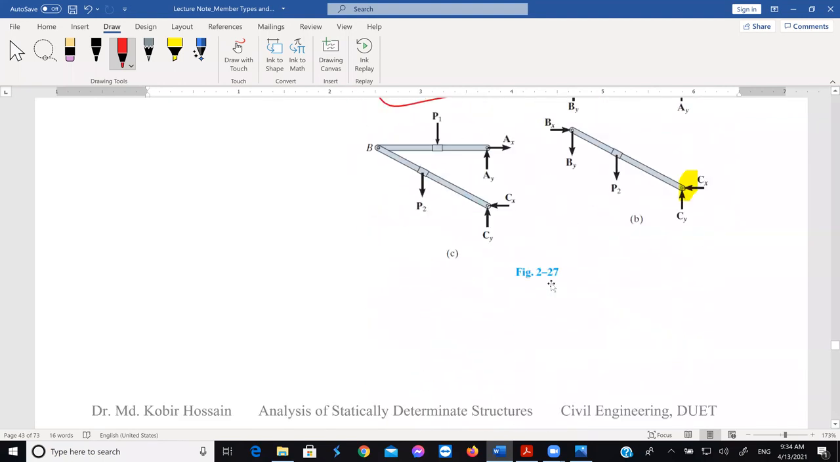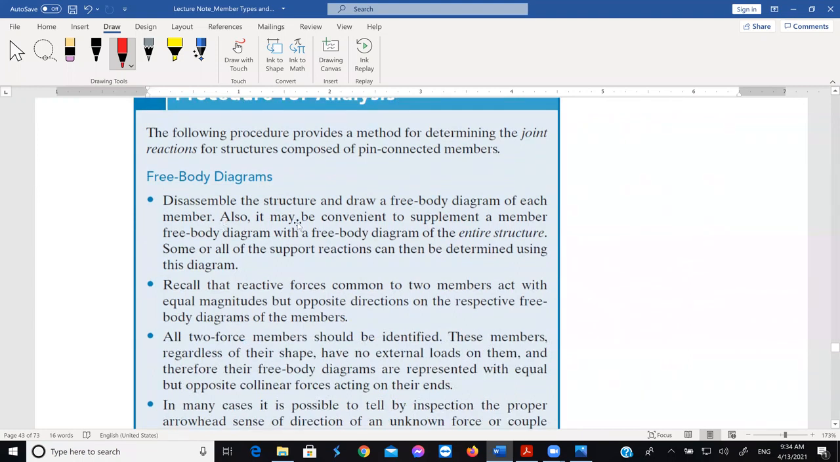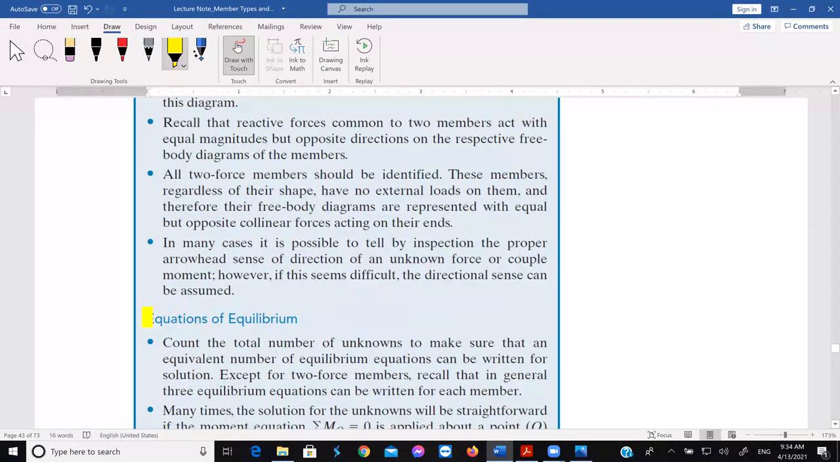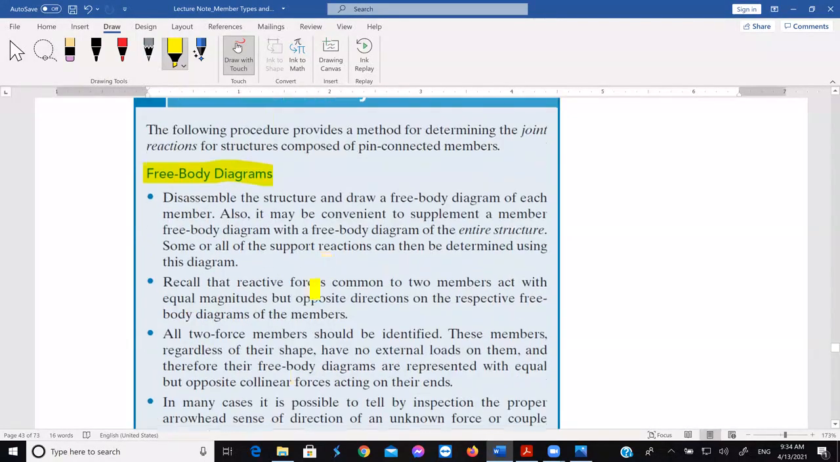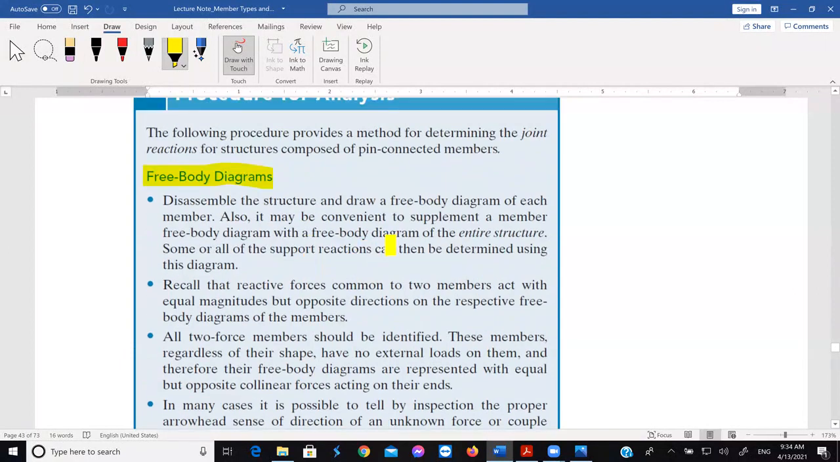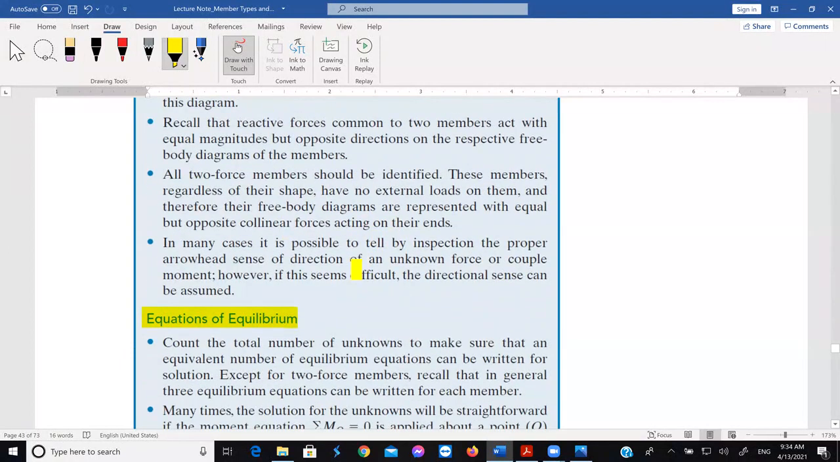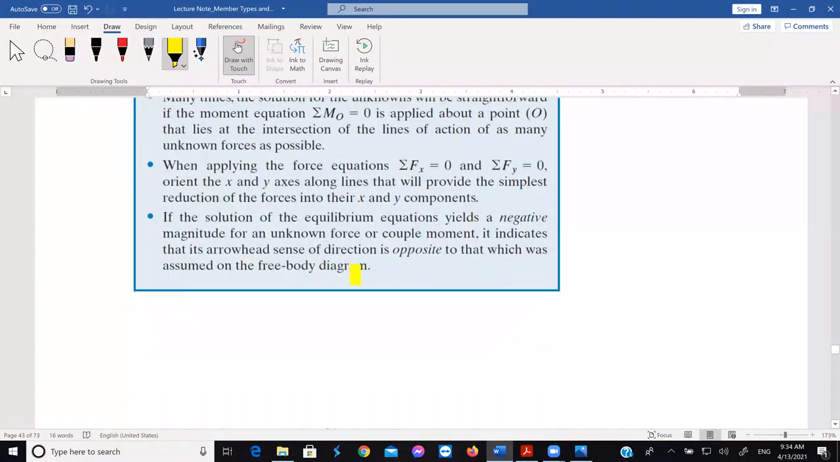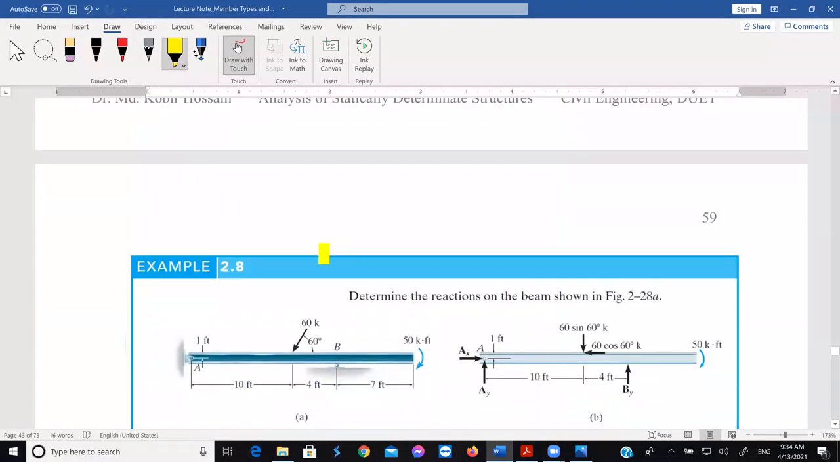Okay. So here is the summary of how we follow the principle of superposition, and at the same time how we analyze our structure using the equilibrium equations. First of all, we need to determine or draw the free body diagrams, and then we use the equilibrium equations to determine the reaction forces. I think I have discussed those things, and it has already been covered. I am not going to explain those again.